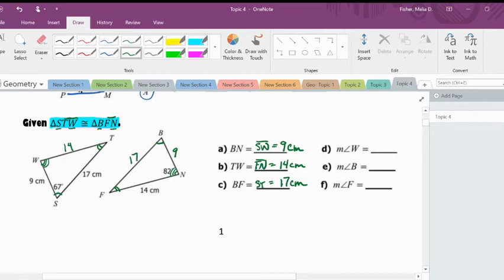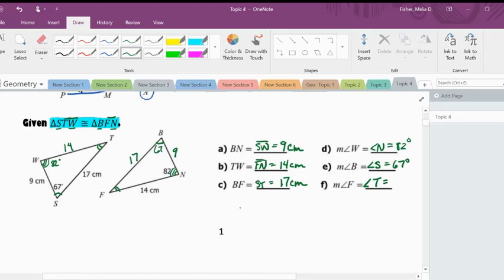Looking at the angles, W and N. So the W should be 82 degrees. B and S went together, so B should be 67. And F went to angle T, and so you actually needed to stop and do the math.